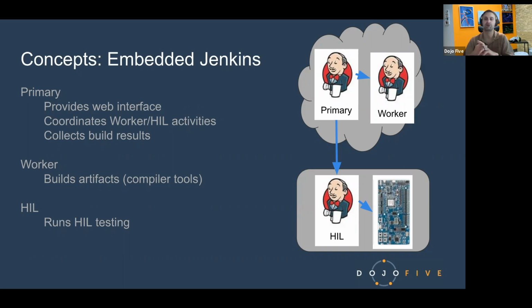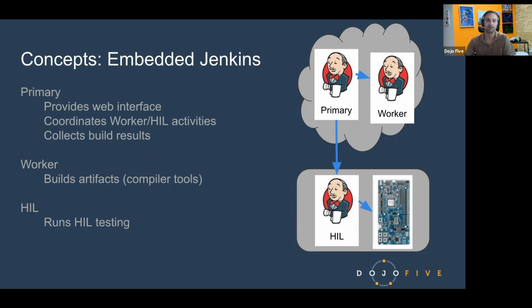It has a primary, which presents a web interface that helps you run through Jenkins, and there's also a series of workers that actually do the work. The worker can be on the same computer as the primary, or it could be on a separate computer. These two work together in order to build your software.